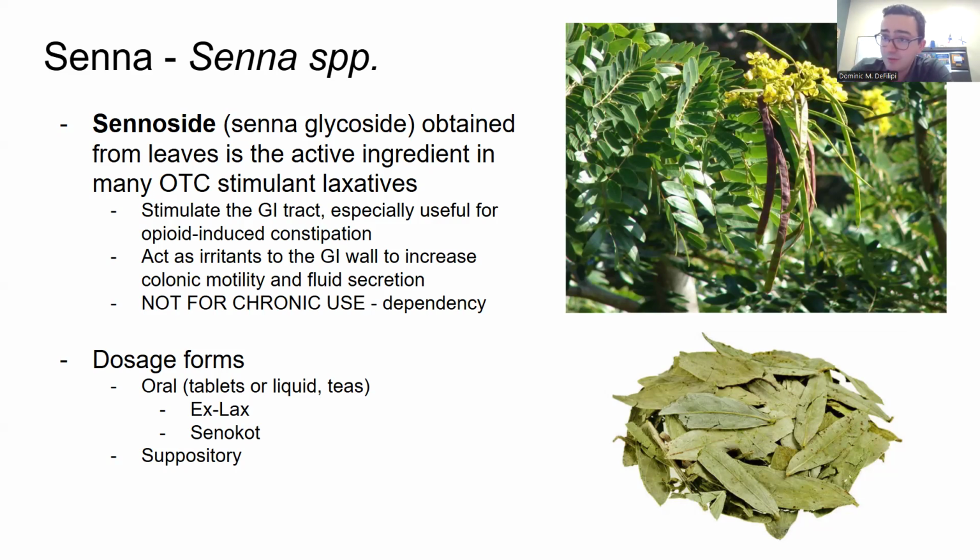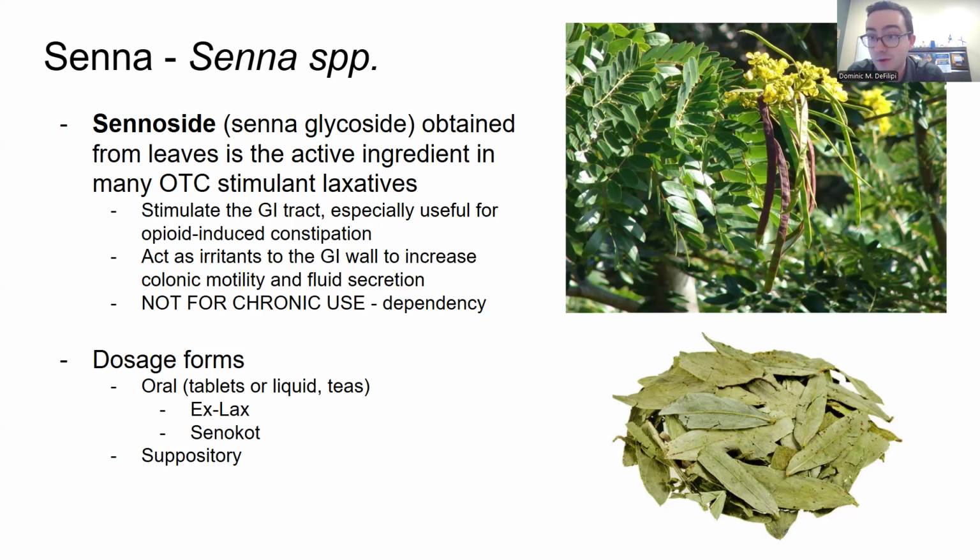So these stimulant laxatives, senna specifically, but other ones too, stimulate the GI tract by irritating it. And it's especially useful for opiate-induced constipation. So if someone is on chronic opioid or opiate medications, they may be prescribed senna so they can have regular bowel movements as opposed to having chronic constipation, which is typical for long-term opiate use. Again, as I mentioned, they act as irritants within the GI wall to increase colonic motility and fluid secretion.